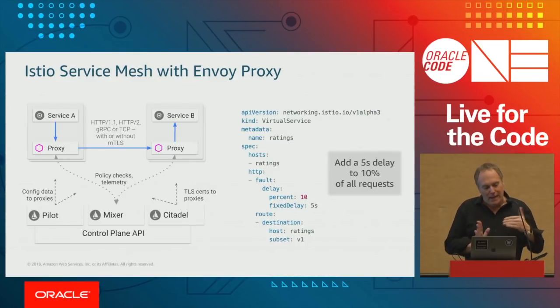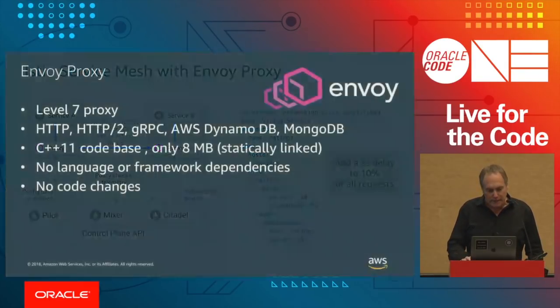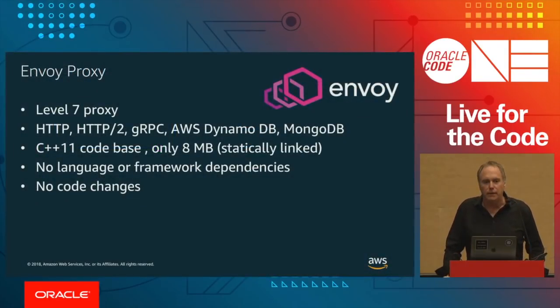The same way we could have another YAML file that says, well, now don't route to service B version 1, but change it to service B version 2. That's also possible. But again, you don't have to change your services. So there are many things possible. The core of all this is this Envoy proxy. Written in C++, it's a level 7 proxy.